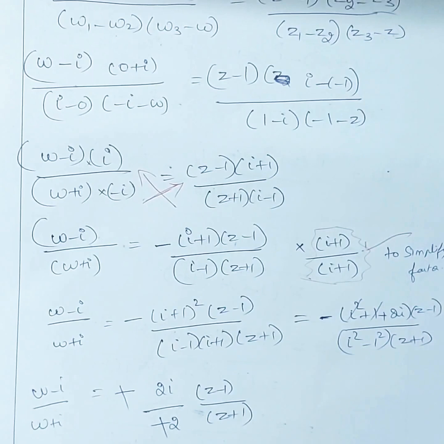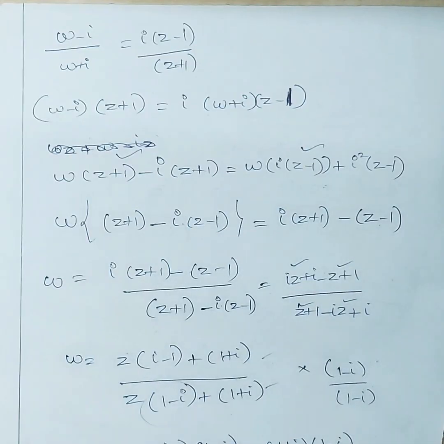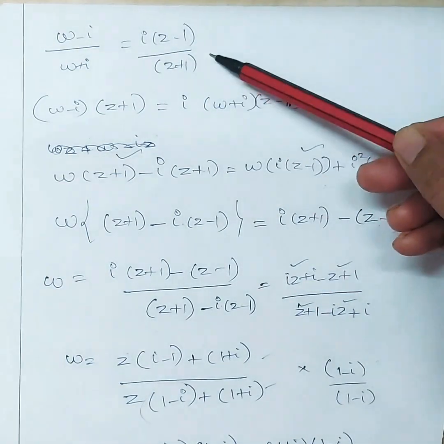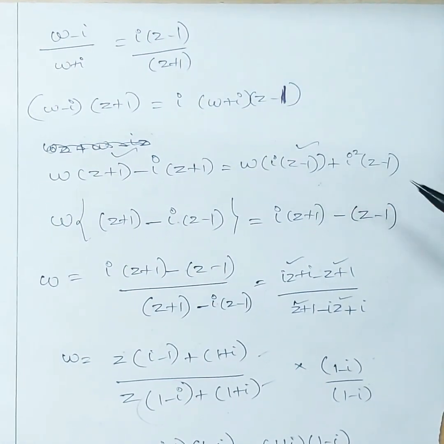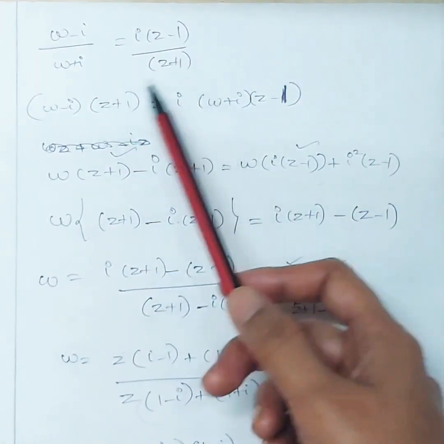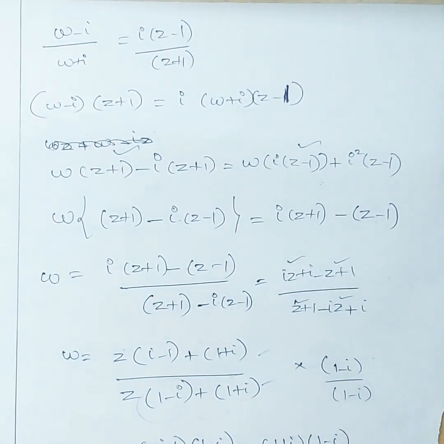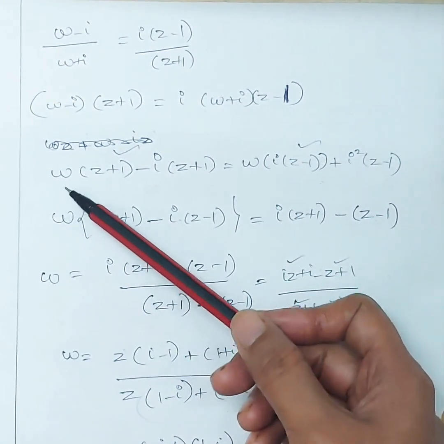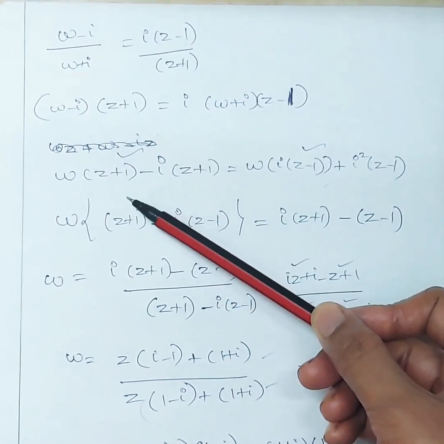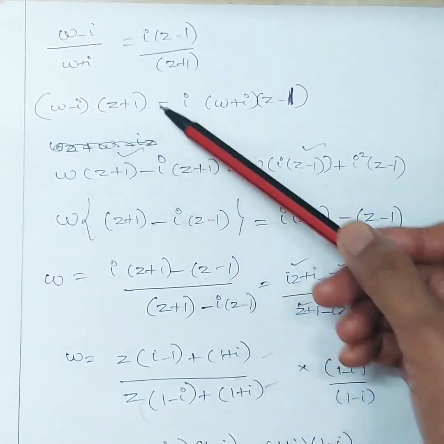Now if you cross multiply, it's easy for you. So this is completely optional. This will differ from problem to problem. It's just your simplification skill. Now I have written the same term here. We are just going to cross multiply: (W minus i)(Z plus 1) is equal to i(W plus i)(Z minus 1). Okay, we are just going to multiply: W into Z plus 1 minus i into Z plus 1.